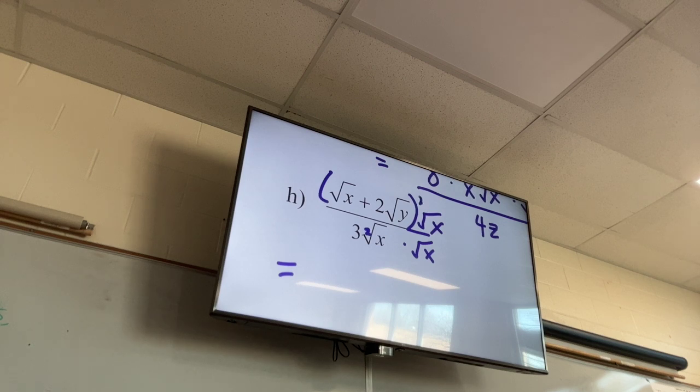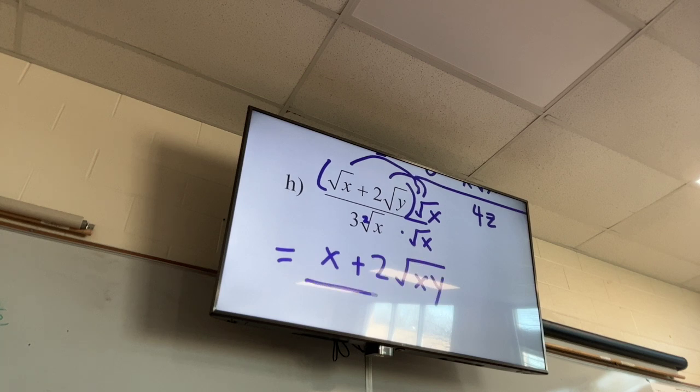Okay, so we're going to FOIL the top, or we're going to distribute the top. Root x times root x is what? X. Okay. Root x times 2 root y plus 2 root xy. Okay. And then on the bottom, what do I get? 3x, yep.